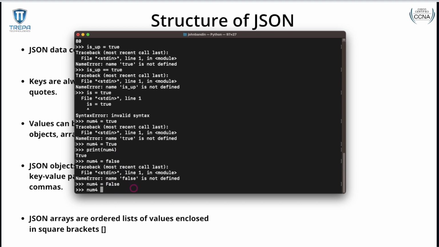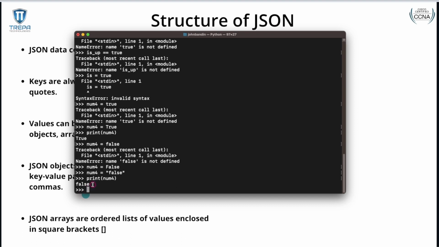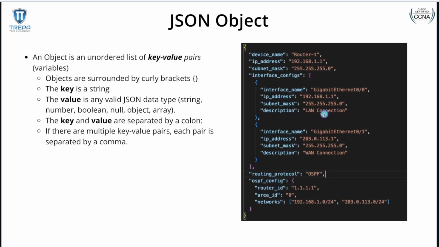Now, if I type in num4 equals False like this, then I print num4. Now that's a Boolean value, okay? So the Boolean logic is either True or False. All right, now let's get back into the JSON object.